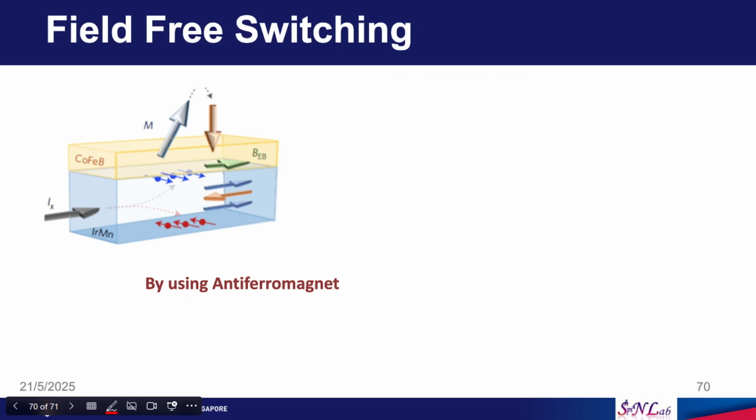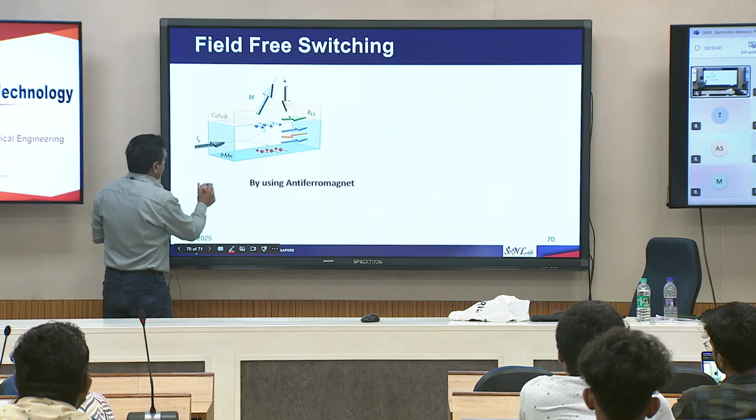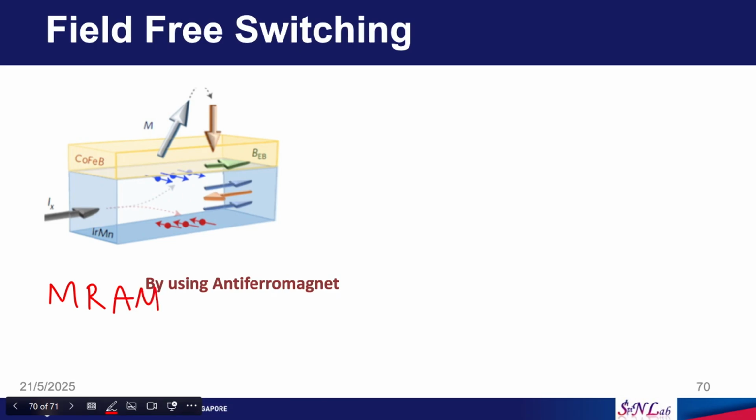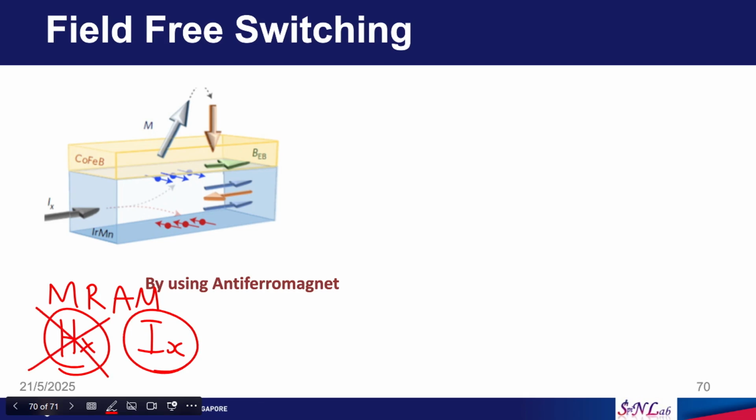So, when you make MRAM and sell it to people, you want to operate without that Hx field. You only want to send current through the device to switch. You do not want this one. So, there is a lot of research going on on how to achieve field free switching. That means, without this Hx, can you switch the magnetization.